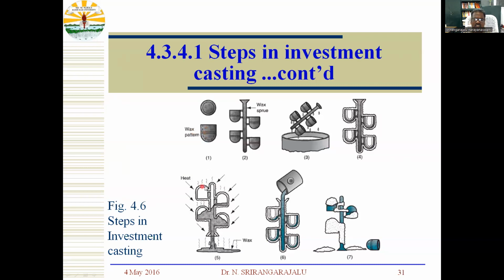casting and heat is applied. So the wax is entirely removed. After the wax removal, the empty spaces are provided. The mold cavity is there. With the help of this mold cavity, we can pour the molten metal. The molten metal will enter into the mold cavity and solidify for some time. After the solidification, you remove the refractory and other coatings. Finally, we will get the end product like this. This is the investment casting process.